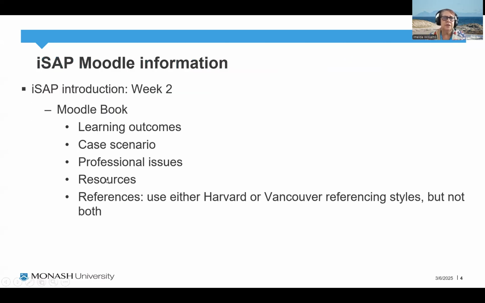You will find all of the information about the iSAP case under week 2. There is a dedicated Moodle book for that, which will have the learning outcomes. It will give you the scenario of the case and then also which professional issues must be addressed. There's some limited resources provided, but you also need to add your references. And then just in regard to references, you can use either Harvard or Vancouver. However, you can't use both in the same document.